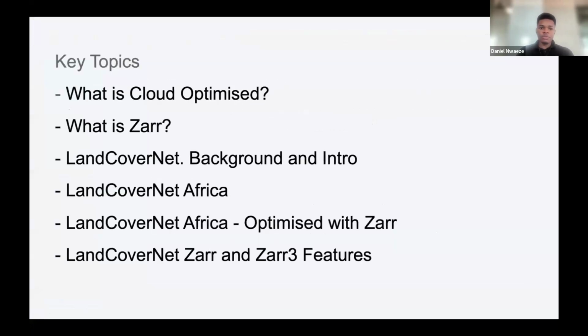So in the key topics, we'll talk about what cloud optimized is, what is Zarr, and LandCoverNet: background and intro to LandCoverNet, in case you don't know what LandCoverNet is. Then we'll talk about LandCoverNet Africa, then LandCoverNet Africa optimized with Zarr, so using Zarr for LandCoverNet Africa data. And then we would talk more about Zarr, but particularly about Zarr 3, which is a current implementation in progress that scales up from Zarr 2.